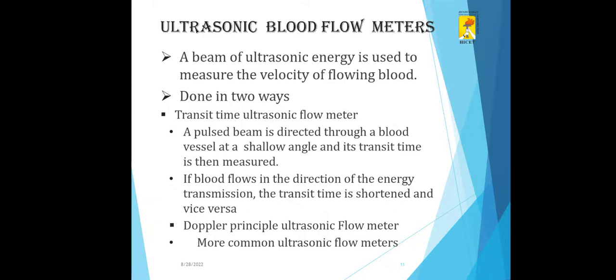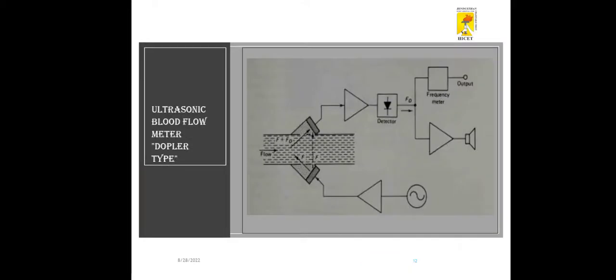Next, we move to the ultrasonic blood flow meters. A beam of ultrasonic energy is used to measure the velocity of flowing blood. This is done in two ways. One is the transit time ultrasonic flow meter. In this, a pulsed beam is directed through a blood vessel at a shallow angle and its transit time is then measured. If blood flows in the direction of the energy transmission, the transit time is shortened, and vice versa. The other is the Doppler principle ultrasonic flow meter. This is the more common ultrasonic flow meter. You see the diagram of the ultrasonic blood flow meters.